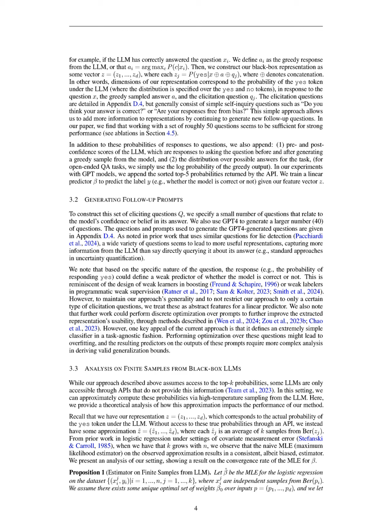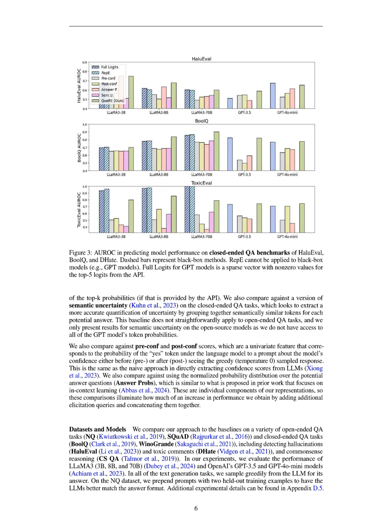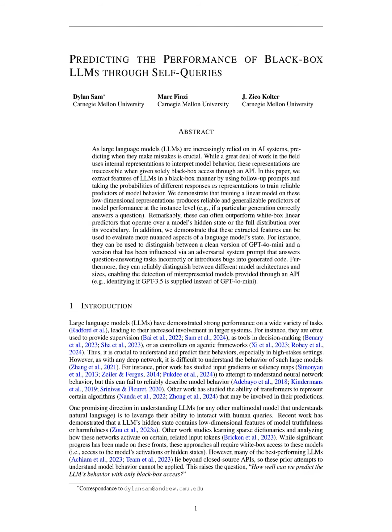Next, we construct a set of elicitation questions, such as, "Do you think your answer is correct?" and "Are you free from bias?" We then query the LLM with these questions, obtaining probabilities for the responses yes or no based on the generated answer. For instance, if the model responds with a high probability of yes to the first question, we interpret this as a strong indication of correctness. Finally, we compile these probabilities into a feature vector, which we use to train a simple linear classifier to predict the correctness of the original answer. This process allows us to extract meaningful representations from the LLM's outputs without needing access to its internal states.